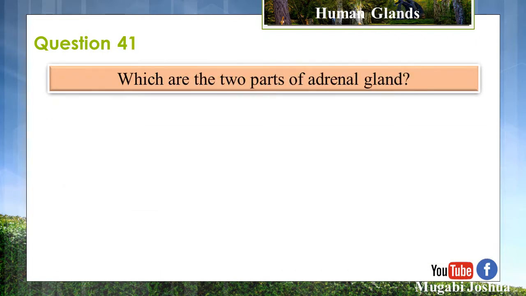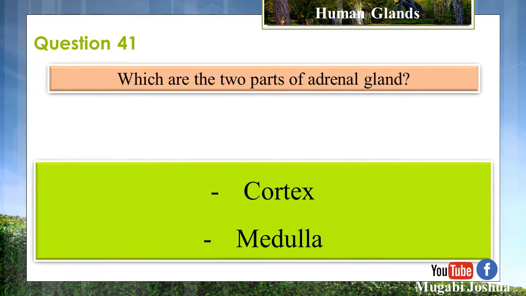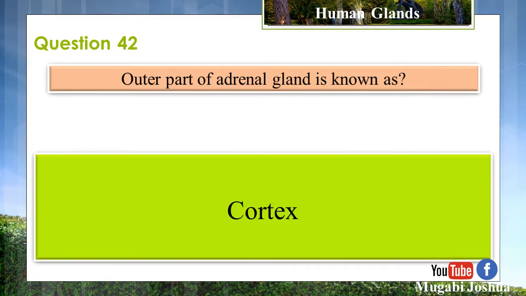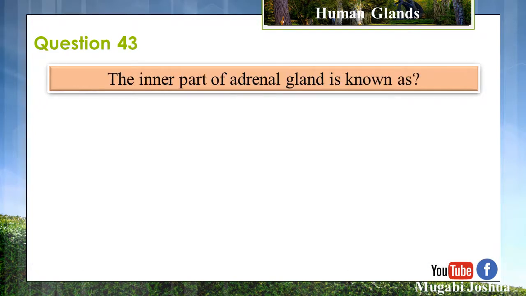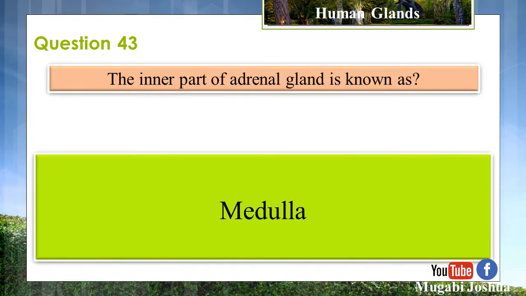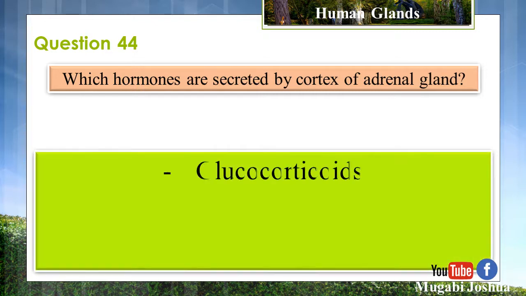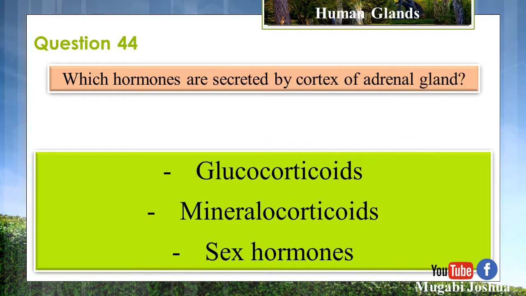Question 41. Which are the two parts of adrenal gland? Cortex and medulla. Question 42. Outer part of adrenal gland is known as cortex. Question 43. The inner part of adrenal gland is known as medulla. Question 44. Which hormones are secreted by cortex of adrenal gland? Glucocorticoid, mineralocorticoid, and sex hormones.